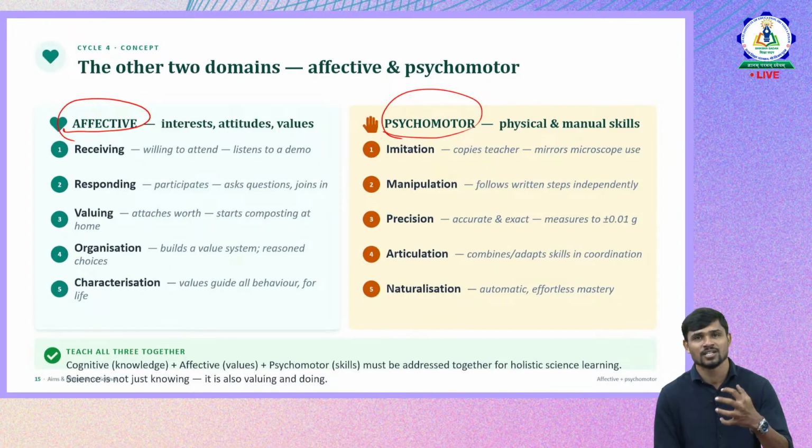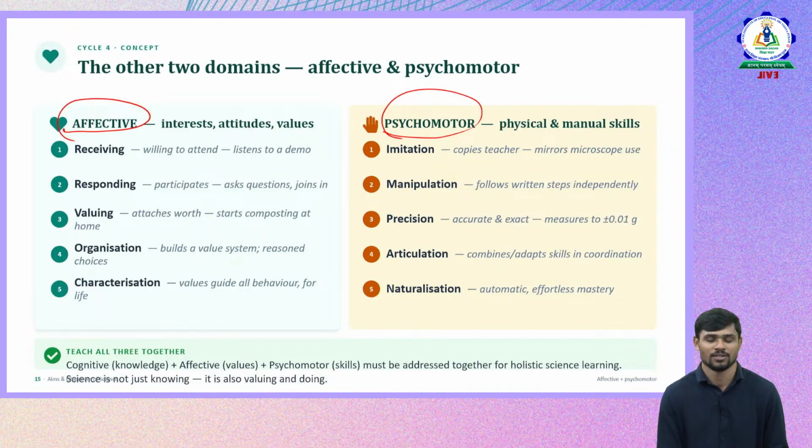When the teacher demonstrates something, you do the same. When the teacher asks you to perform an experiment by showing or by demonstration, you also perform, watching the teacher. So this is imitation. Then manipulation, follows written steps independently. Precision, how precisely are we doing? How precisely are we collecting the information, recording it? How precisely are we handling the apparatus? Then articulation, how will we combine all these skills and coordinate them.